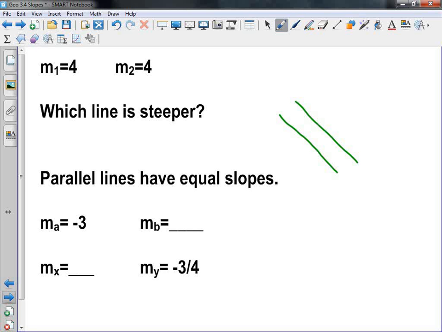I'll call this line 1 and line 2. If line 2 was steeper, wouldn't line 2 catch up to line 1 eventually? And they'd touch, right? And if line 1 was steeper, wouldn't line 1 catch line 2 down here somewhere? Yeah.